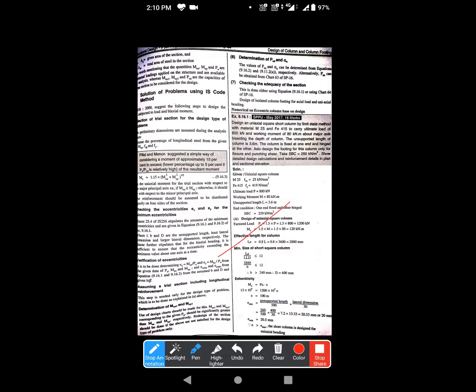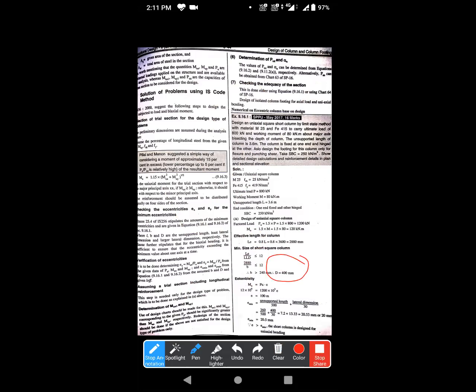Now the minimum size of the short square column. You are going to design a uniaxial square short column, so the effective length divided by the least lateral dimension should be less than or equal to 12. LLD is the least lateral dimension, that is B, which you do not know and have to find. By calculation, B should not be greater than 240 mm. Therefore D is equal to 400 mm.